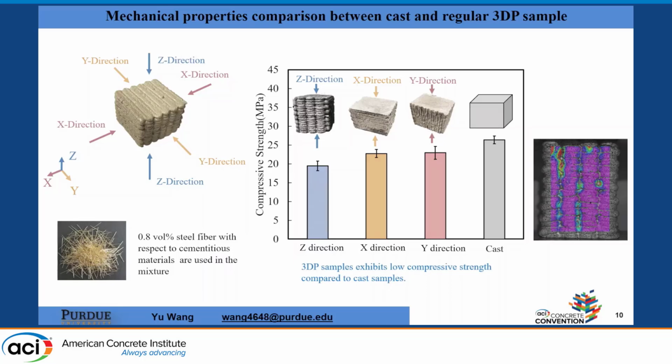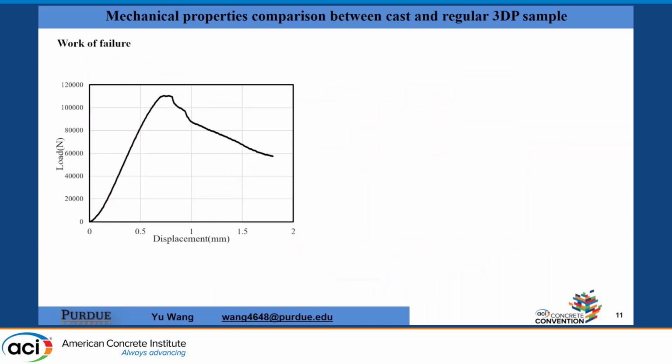If we also check the so-called work of failure, which is the area under the load displacement curve, it depends on how you define failure. For example, if you define failure after the peak load, you can get the area under the load displacement curve right before the peak load.